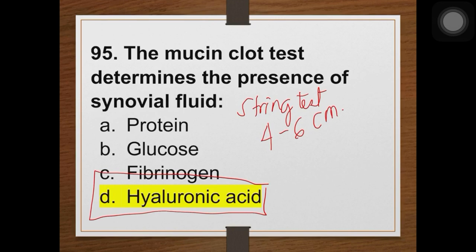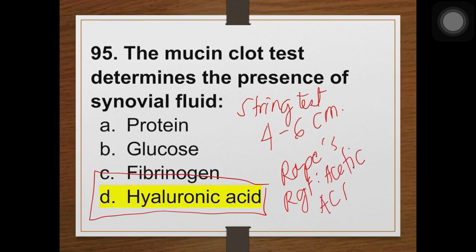Another test for viscosity, we have the Ropes or the mucin clot test. Ano pong pinaka-reagent for the Ropes test? Acetic acid. With acetic acid, kapag inadd po ito sa normal synovial fluid, ano po yung normal result dito? Formation of a solid clot. Again, ano po yung substance responsible for the viscosity of synovial fluid? Hyaluronic acid. Correct answer number 95, letter D.